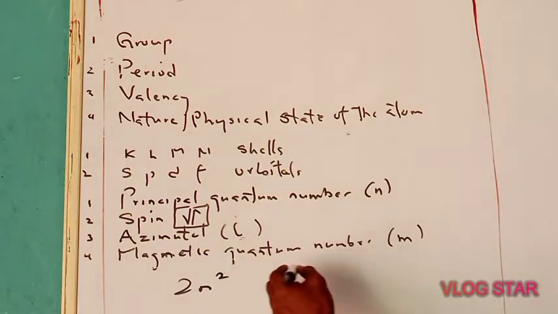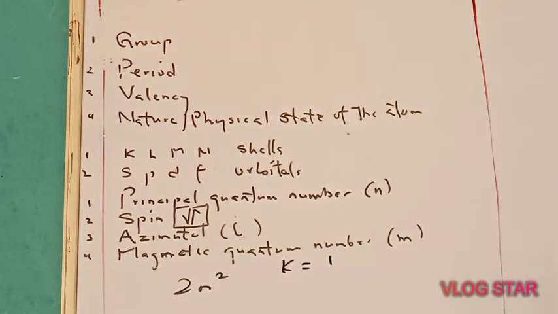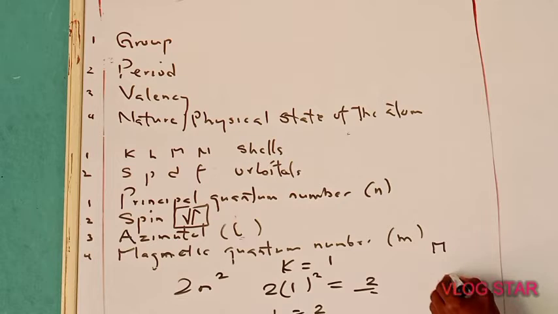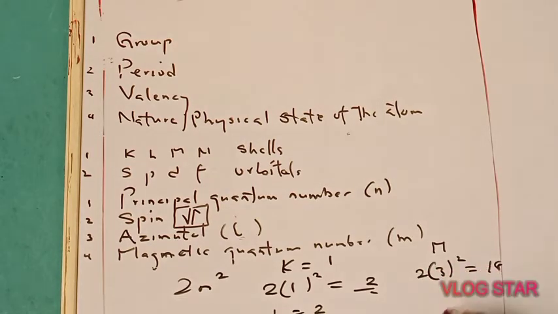For example, the K shell is number 1. Therefore, the maximum number of electrons it can take will be 2 bracket 1 square, which is 2. While the L shell is number 2, it is 2 bracket 2 square. 2 square is 4, 4 times 2 is 8. While the M shell is number 3, so 2 bracket 3 square. 3 square is 9 times 2, 18. While the N shell is number 4, that's 2 bracket 4 square. 4 square is 16 times 2, 32.